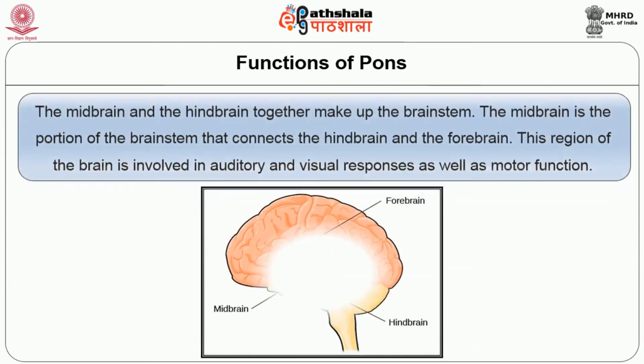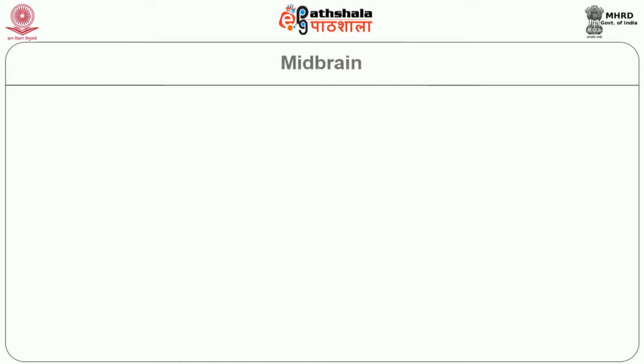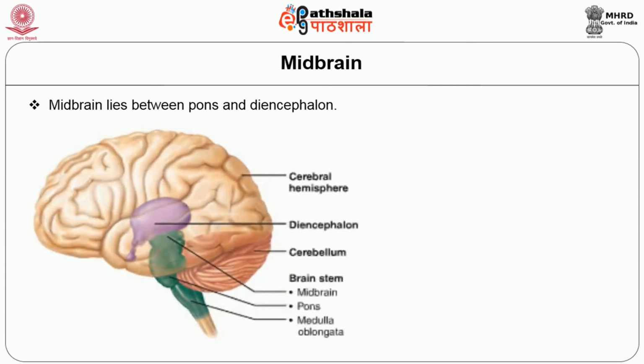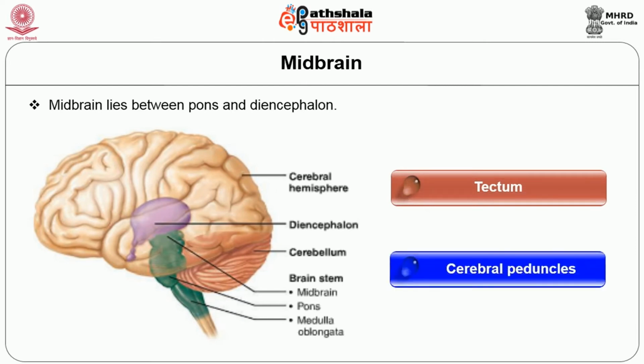The midbrain, the pons and the hindbrain together make up the brainstem. The midbrain is the portion of the brainstem that connects the hindbrain and the forebrain. This region of the brain is involved in auditory and visual responses as well as motor function. Midbrain, which lies between the pons and diencephalon, again consists of two parts. One is tectum and the second one is cerebral peduncles.